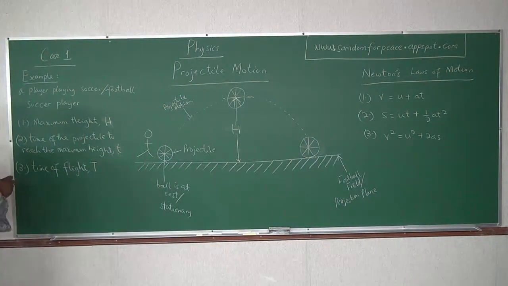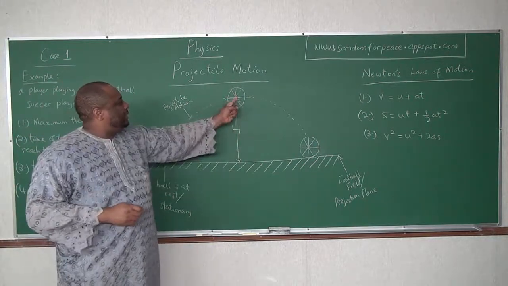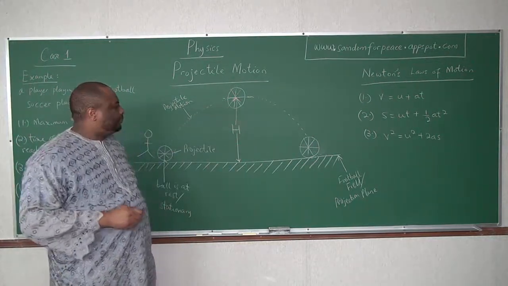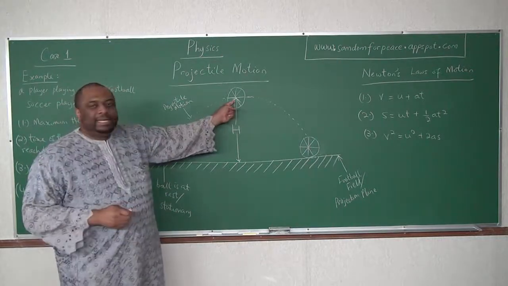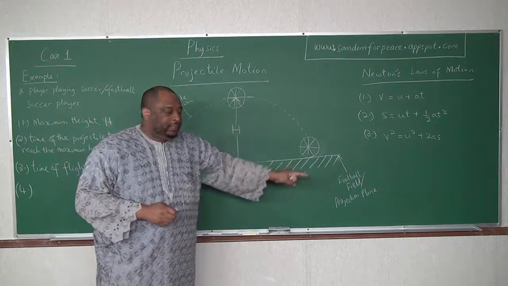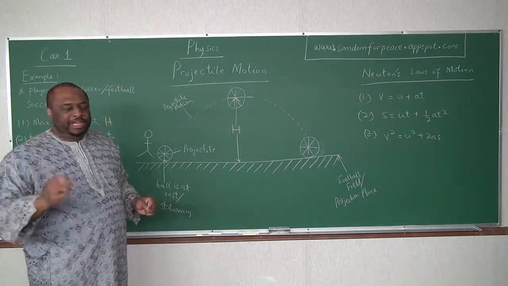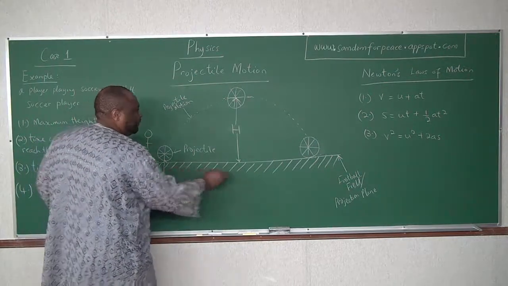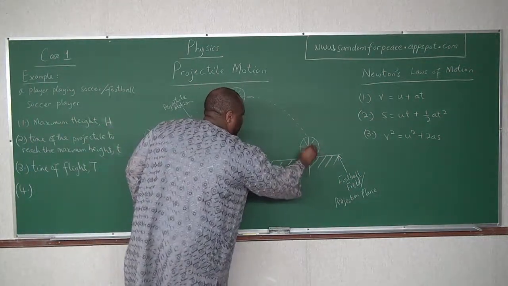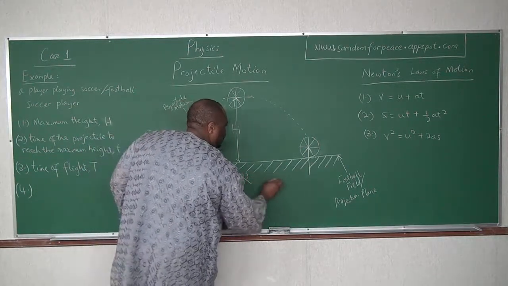Then we are going to look at the horizontal distance. So you see, we've talked about the vertical distance, the maximum height. We've talked about the time to get to the maximum height. We talked about the time of flight. So the next thing we'll talk about is the range, the horizontal distance from here to here.